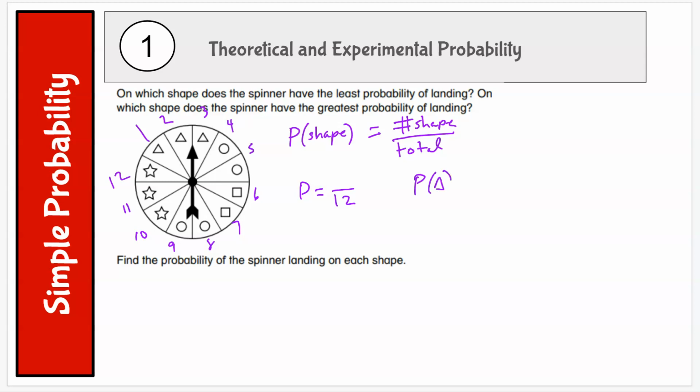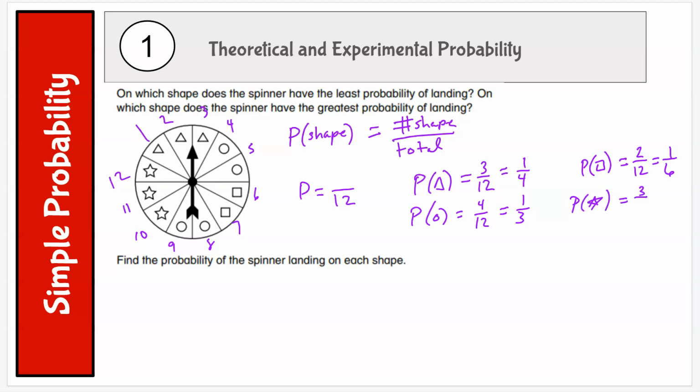The triangle first. There are 3 triangles that I see, and when we reduce that, I get 1/4. There were also 1, 2, 3, 4 circles out of 12, so I get 1/3. There are only 2 squares, so I get 2/12. And there are 3 stars, so I get 3/12, which is 1/4.